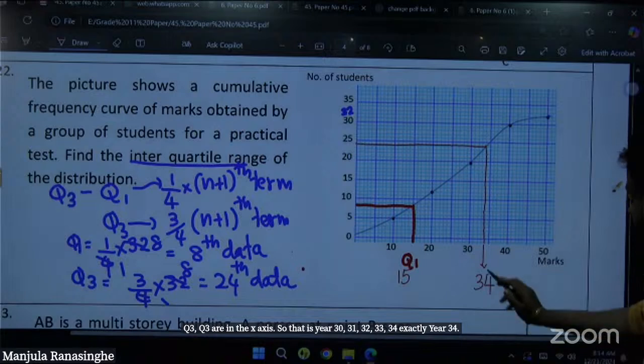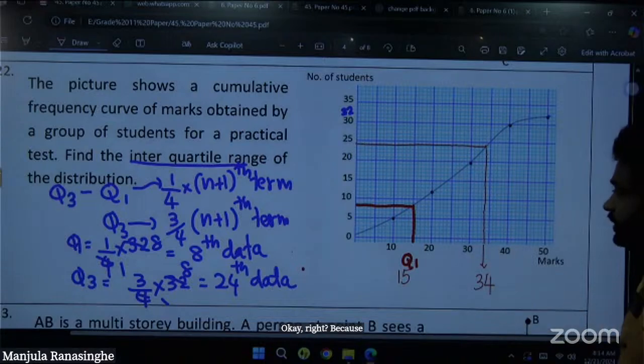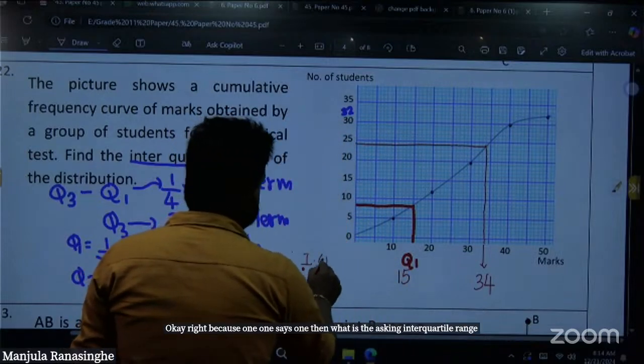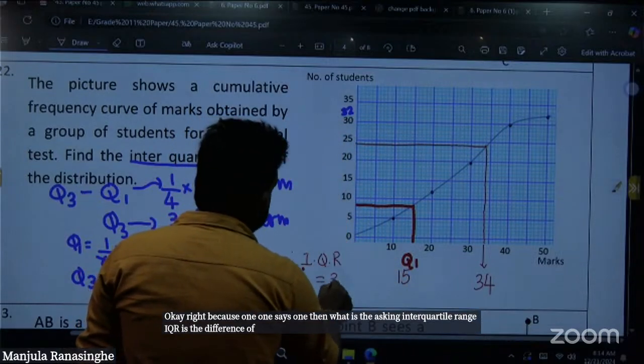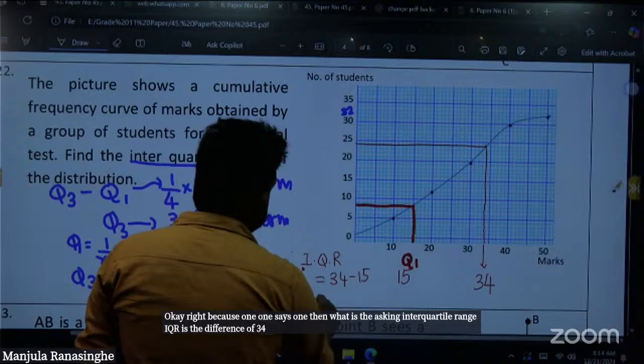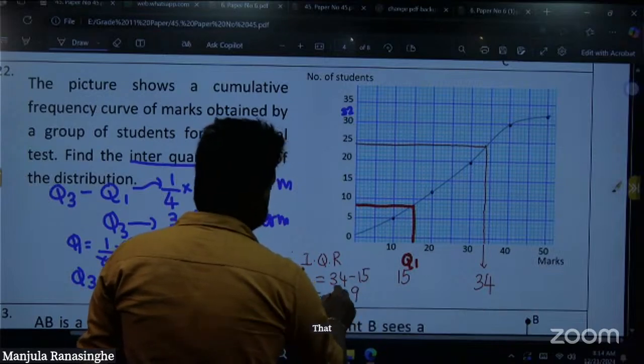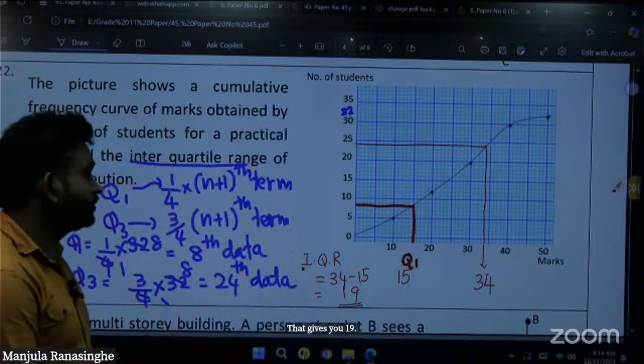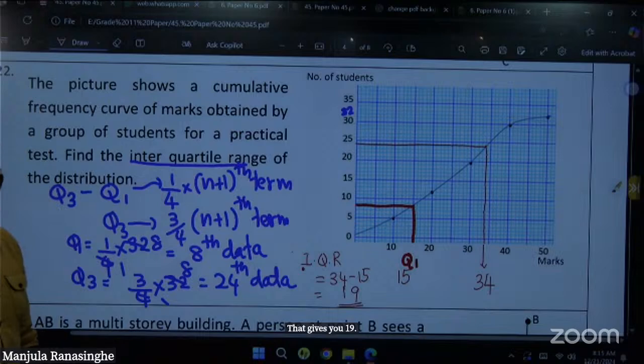Okay, right, because one square is 1. Then what are they asking? The interquartile range, IQR, is the difference of 34 and 15. That gives you 19. Okay, hands up those who got this answer.